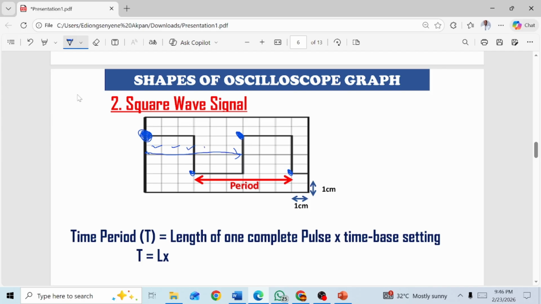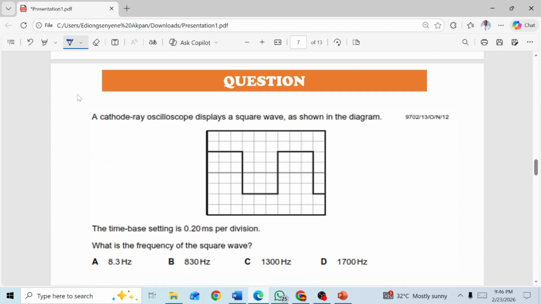1, 2, 3, 4, 5, 6. Those are the number of boxes. I will check the dimension given to me. With that, I will get my period. Let's look at an example.